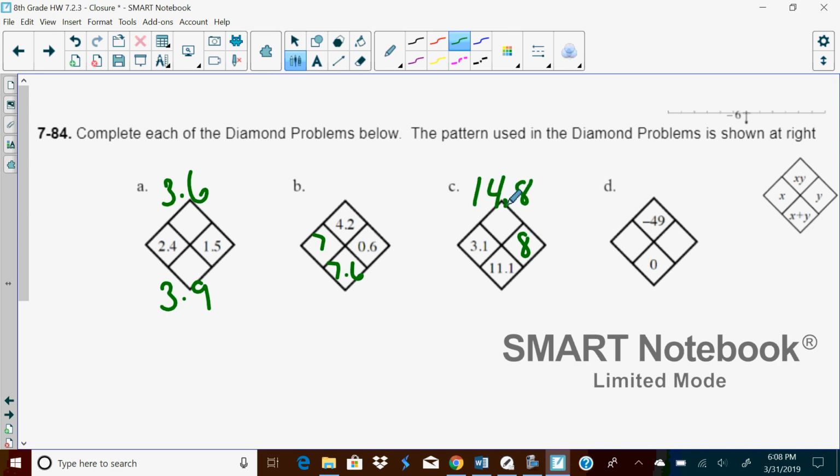And in order to get -49 but 0, they have to be opposites. So I got -7 and +7.